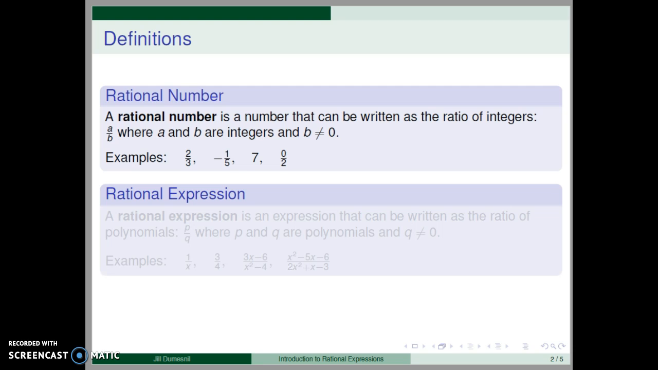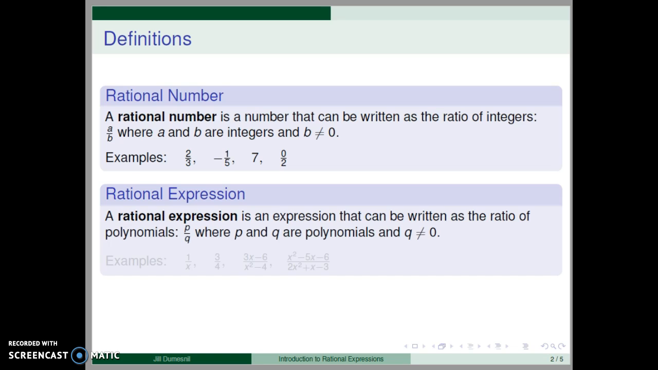It seems likely that a rational expression will also be a ratio of special expressions. In fact, a rational expression is an expression that can be written as the ratio of polynomials. Some examples include 1/x, 3/4, the expression with 3x minus 6 in the numerator and x squared minus 4 in the denominator, and x squared minus 5x minus 6 over the quantity 2x squared plus x minus 3.